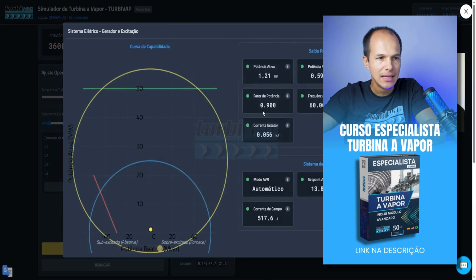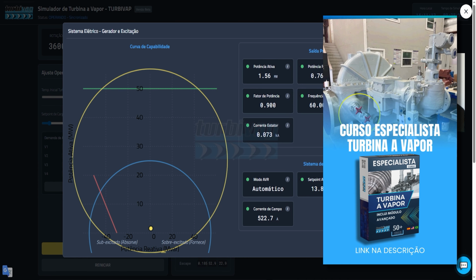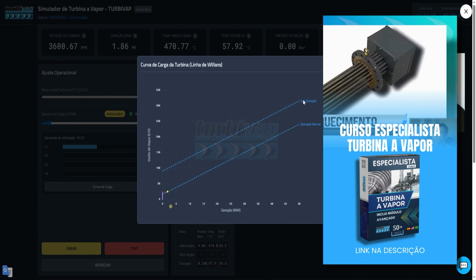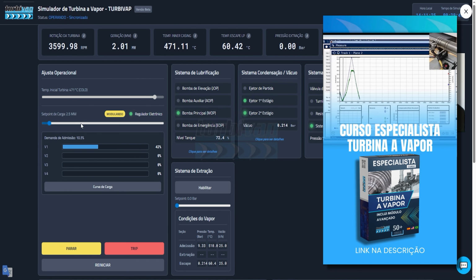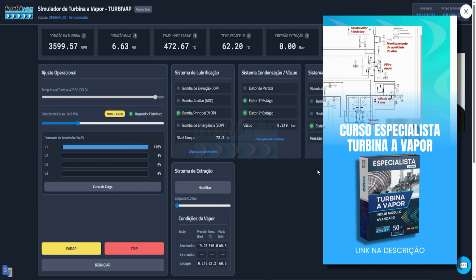So here now it shows the machine has been synced. They're saying to close. Now we start loading the information into the electrical system itself, and the cargo load starts to appear here for us. Now the turbine actually starts to operate. So let's, for example, increase our load to 14.5 megawatts. Now events begin to happen more intensely.